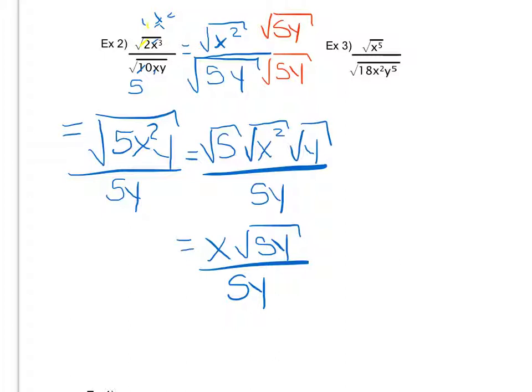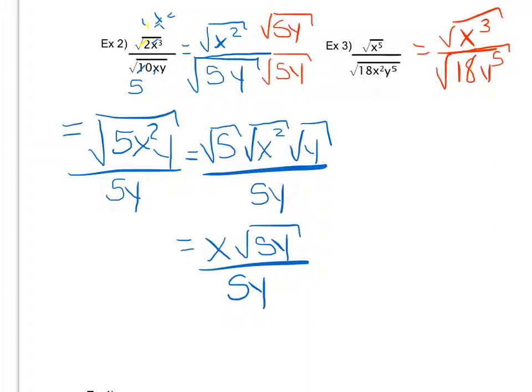If I look at example 3, I'm going to do the same thing. If you wanted to pause and see if you could simplify this on your own, this would be a great example to do that one on, because example 4 is going to be a little bit different. So first thing I'm going to do is check to see if I can simplify, and I know that x to the 5th can be divided by x squared, giving me the square root of x cubed. I can't reduce the 18 or the y to the 5th, so those stay.